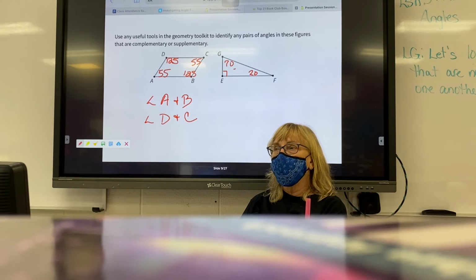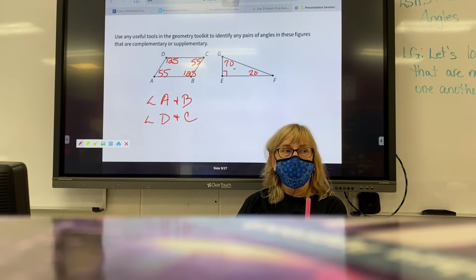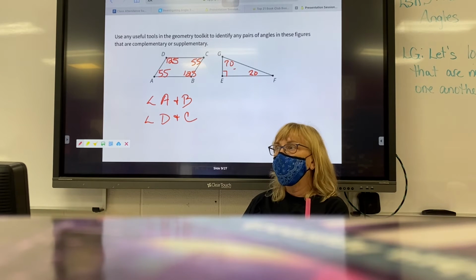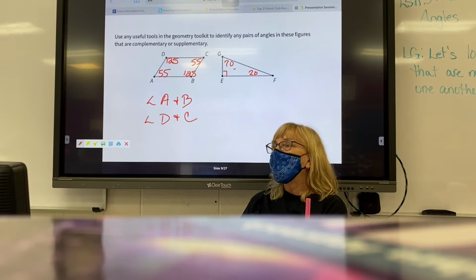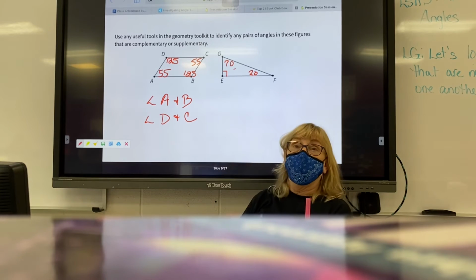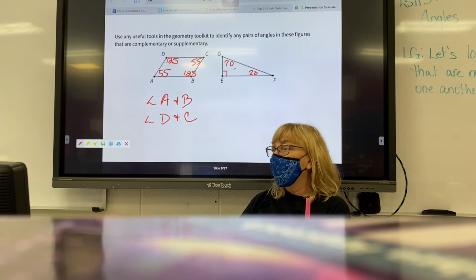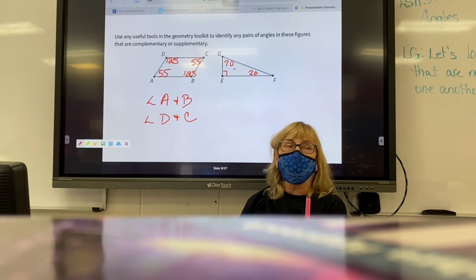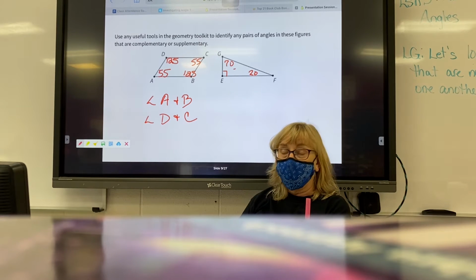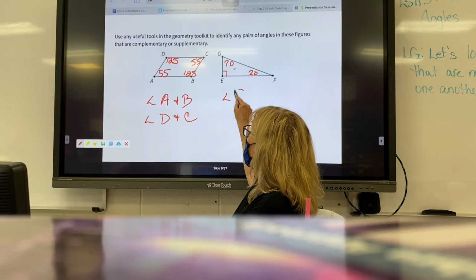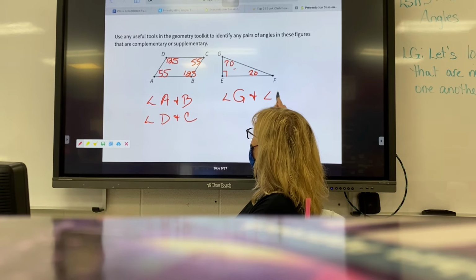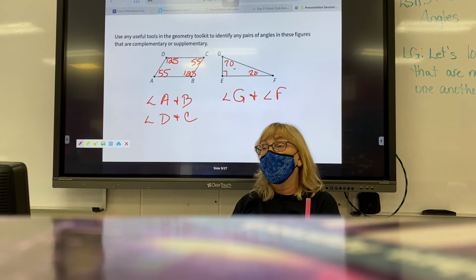So can there be supplementary angles inside a triangle? No. Can there be complementary angles? Definitely, if we have a right triangle. If you have a right triangle, the other two have to be complementary. So angle G and angle F are complementary.